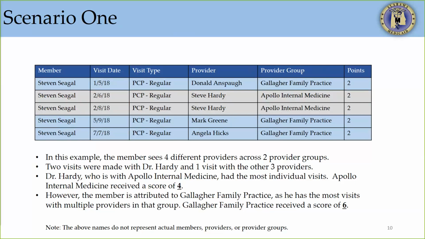In this example, although Dr. Hardy, who is with Apollo Internal Medicine, had the most individual visits, Apollo Internal Medicine only received a score of 4. But the member in this case would be attributed to Gallagher Family Practice. The reason being is our member, Stephen, had multiple provider visits within that group. So in this scenario, Gallagher Family Practice would be awarded 6 points, while Apollo Internal Medicine would be awarded 4 points.